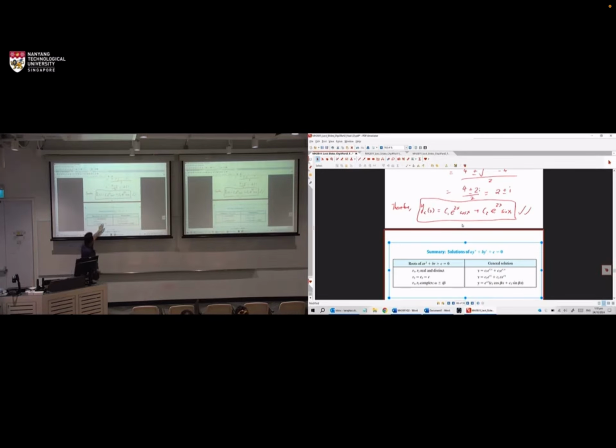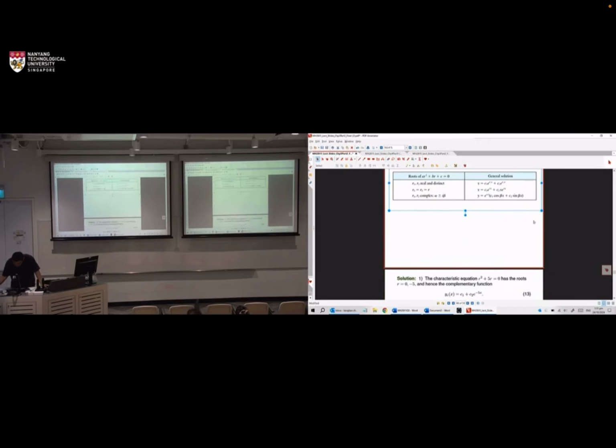This case is 2 plus minus 1i. You can use this complementary solution yc immediately. Use this answer. After solving, you get these 3 possible cases. Then you can just write down the answer directly. And then let's continue.